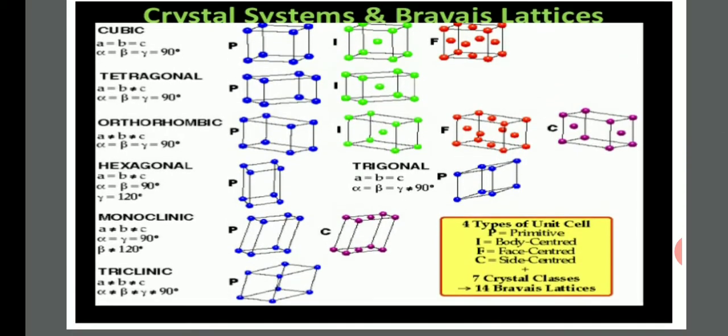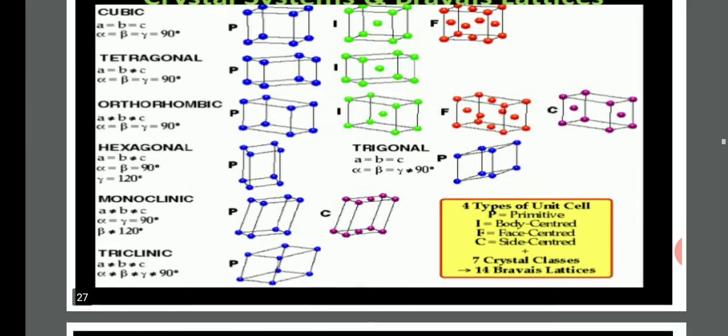Crystal systems or Bravais lattice. Before, I also discussed these 7 types of lattice. So basically you have to know that there are 4 types of unit cell: primitive, body center, face center and side center, plus 7 crystal classes, that is all 14 types of Bravais lattice.